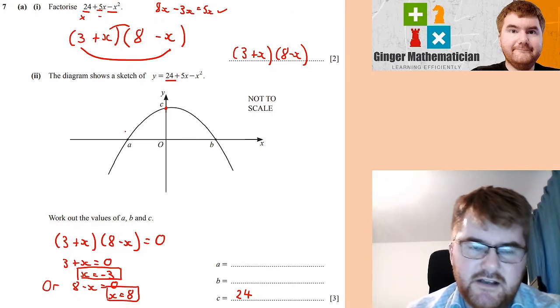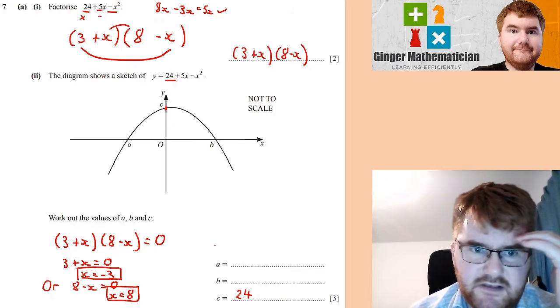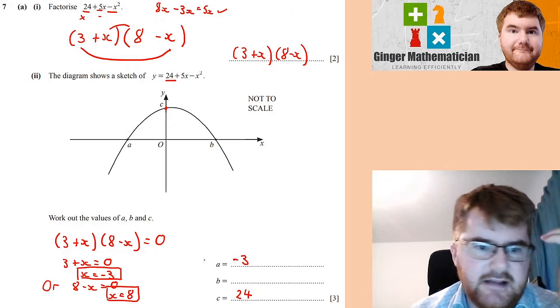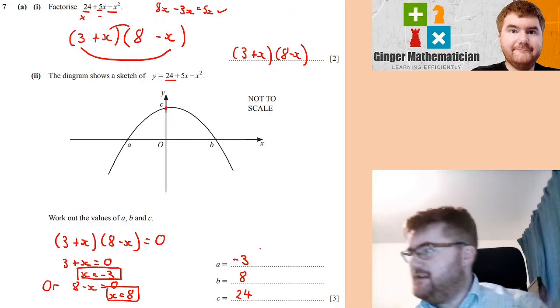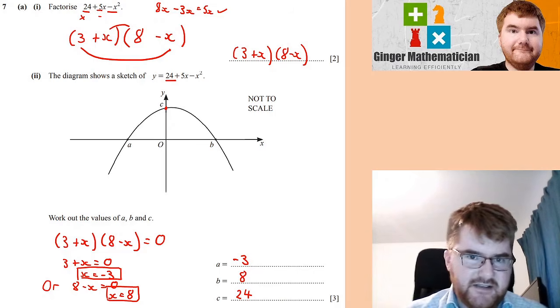So the one on the left hand side in the negative quadrant, that's going to be minus 3, and x is equal to 8, so that goes in there. You just make sure you've got the right letters for the right numbers. You don't want to make a silly mistake.